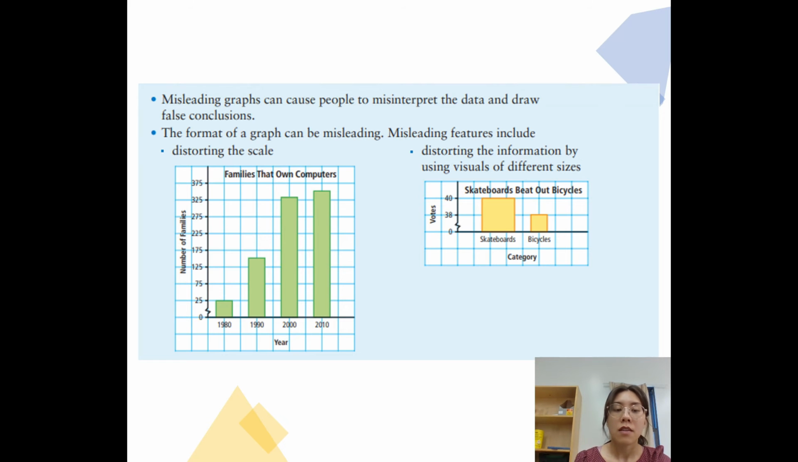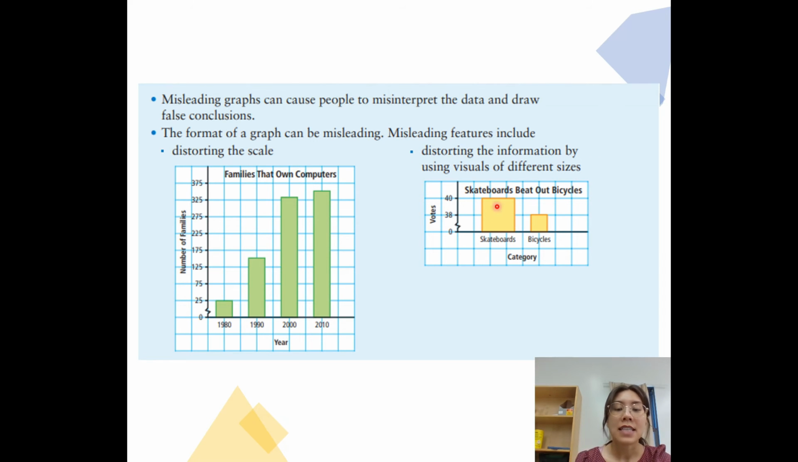Now, misleading graphs can cause people to misinterpret the data and draw false conclusions. There are two things that usually lead to misleading information. These features include distorting the scale. Changing the scale, creating a more zoomed in effect, can lead to people making false conclusions. Secondly, distorting the information by using visuals of different sizes.